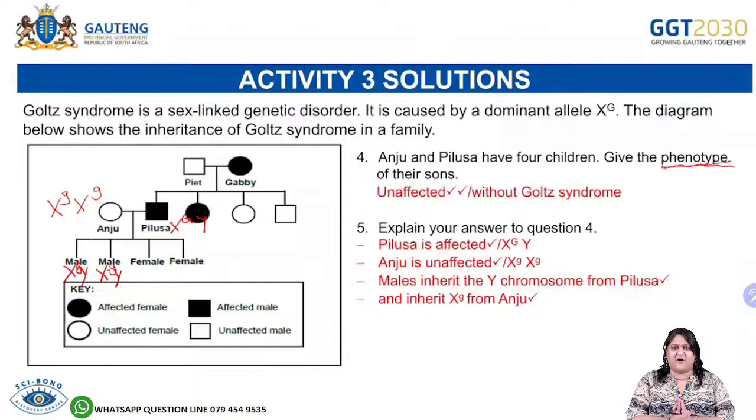So you have to start with the father. So you start with what you know. Number 1, what is the genotype of the father, right? And what is the phenotype? So Pilusa is affected, and you state his genotype. Anju is unaffected, and you state her genotype. Then you look at where the inheritance will go. Exactly what I said. Males are going to inherit the Y chromosome from Pilusa, who is their father, and they're going to inherit the recessive allele from Anju, which is their mother. That's all you need to say. 4 marks in the bag.